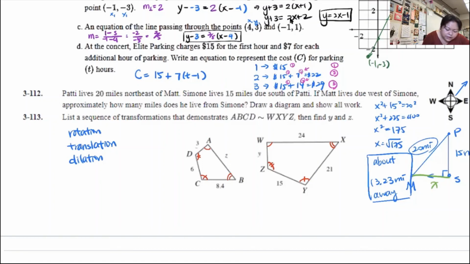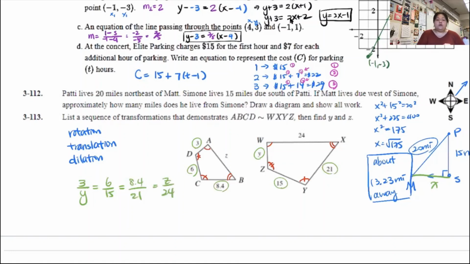Okay, now let's see who pairs with whom. So I start with 3. 3 is between 1 arc and 2 tick marks, so that matches with Y. So 3 over Y equals, next one, 6. 6 is between 1 and 2 tick marks right here, over 15. And then BC is 8.4, and that's 21. And then Z is paired with 24.